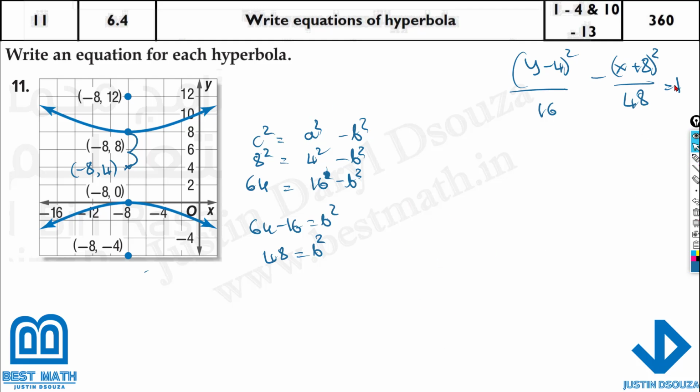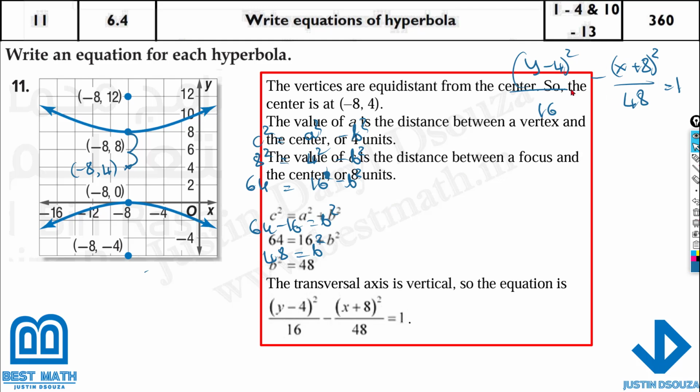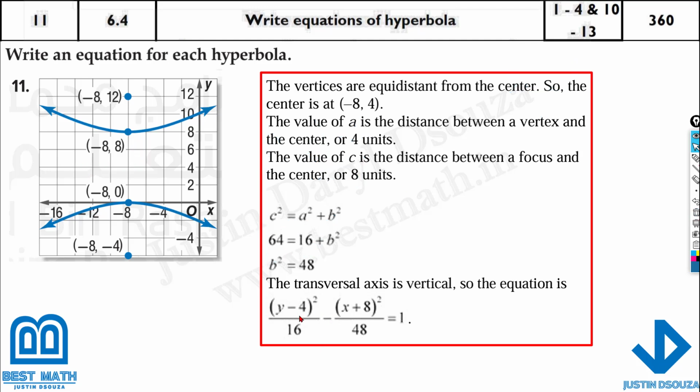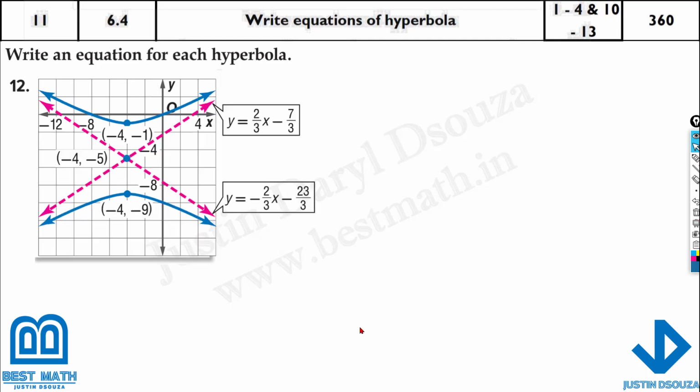But you can look into the options and easily remember there is equal to 1. Here as well, you can see the a squared value is lesser than b squared. But in an ellipse, this can never be the case. It is always a squared bigger than b squared. But in a hyperbola, it's not the same condition.